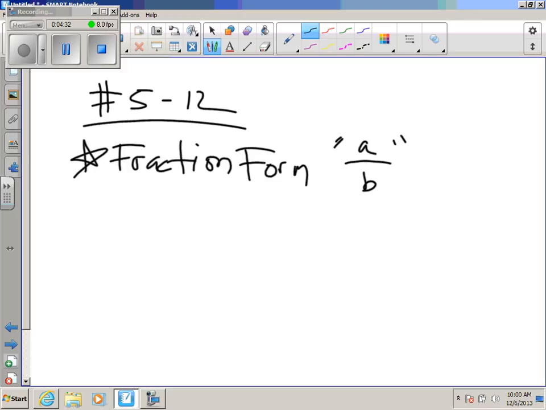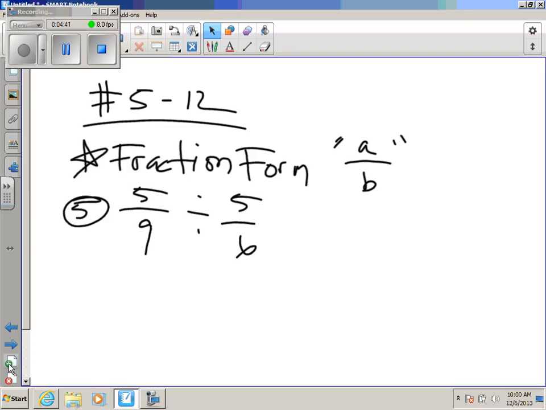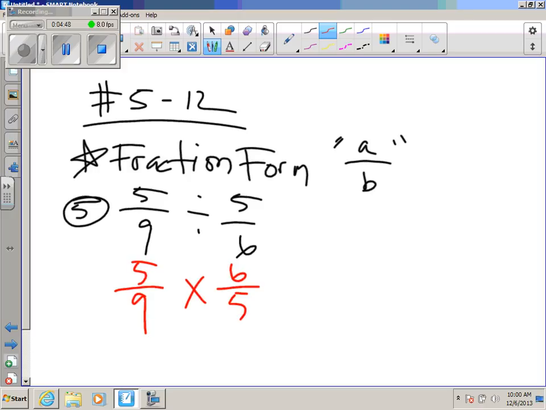So number 5, with the division, 5/9 divided by 5/6. When I divide, really what we're doing is we're flipping and multiplying by the reciprocal. Very good. As I work, I want to reduce as much as possible so I don't have to simplify when it's all said and done. 5 and 5. And anything with 6 and 9 equals 2/3.